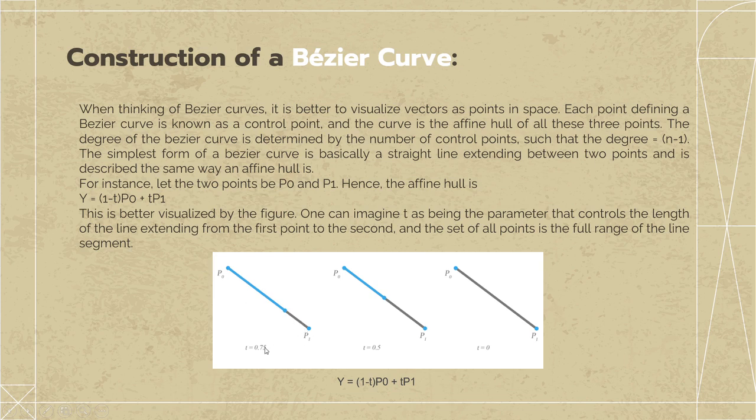So as you can see here, with t equals 0.75, you will land on this point, which divides this line segment into 4 equal parts, 3 here and 1 on this side. Here you have t equals 0.5, which lands on the midpoint of the line. Here you have t equals 0, which equals P0.